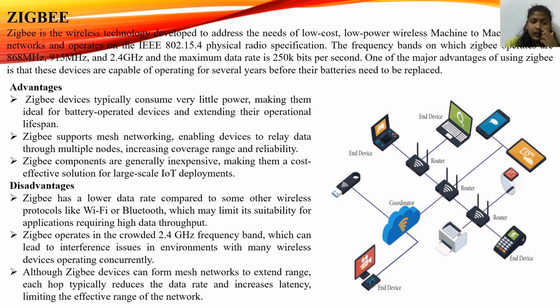Disadvantages of Zigbee: Zigbee has a lower data rate compared to some other wireless protocols like Wi-Fi or Bluetooth, which may limit its suitability for applications requiring high data throughput. Zigbee operates in the crowded 2.4 GHz frequency band, which can lead to interference issues in environments with many wireless devices operating concurrently. Although Zigbee devices can form mesh networks to extend range, each hop typically reduces the data rate and increases latency, limiting the effective range of the network.